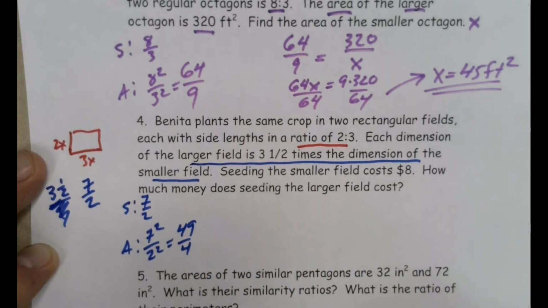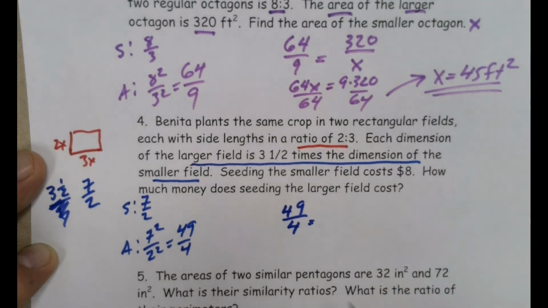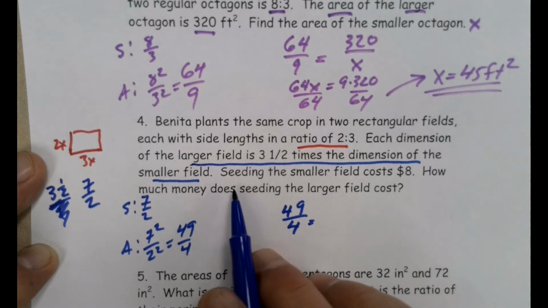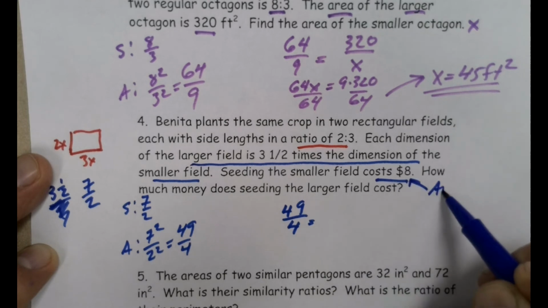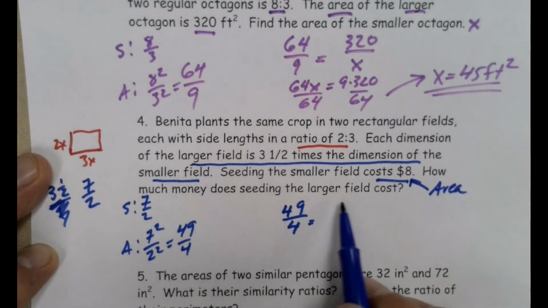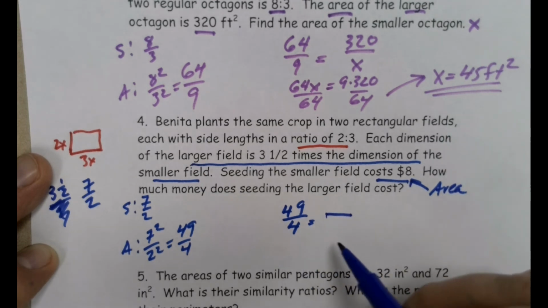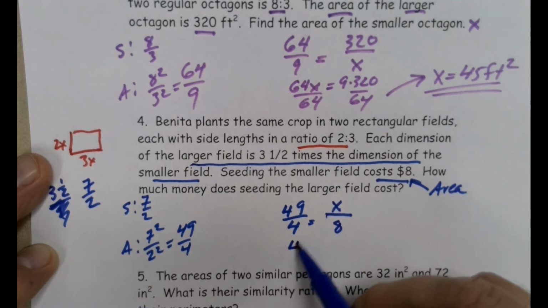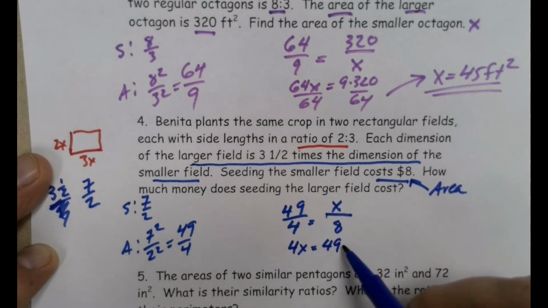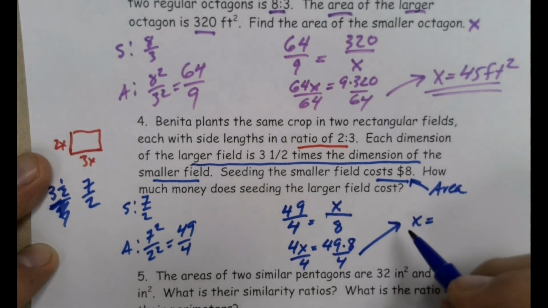Okay? And so now I'm going to set up a proportion. 49 over 4. Now, here's the other thing. I didn't even get to this part yet. Seeding the smaller field costs $8. That's based on area. How much money does the seeding for the larger field cost? Well, $8 was a smaller field. That corresponds with the 4. So I'll put $8 down here. Put an x up here. All right, and now I'm going to do cross products. So I have 4x equals 49 times 8. And divide this by 4 and this by 4. And I get x equals $98.